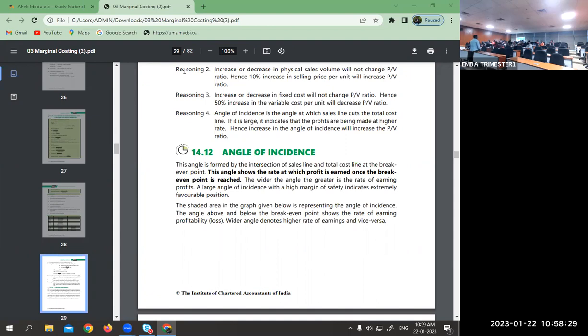Next, cash flow. Another tool for financial analysis is cash flow. Just now we discussed: what is cash? What is cash flow? What is a cash flow statement? Again, only the indirect method. AS 3, Accounting Standard 3 format, you have to follow for the cash flow statement.